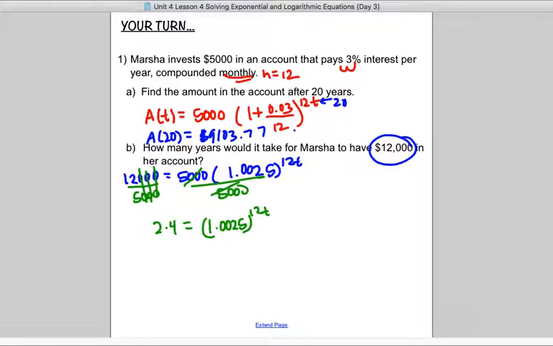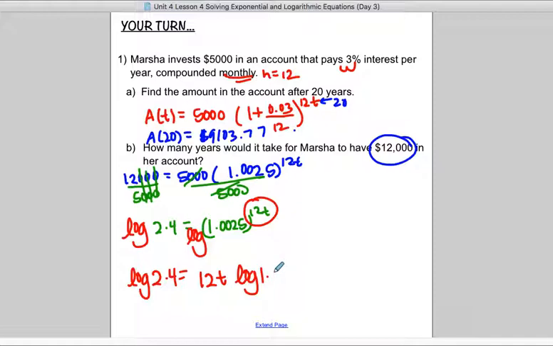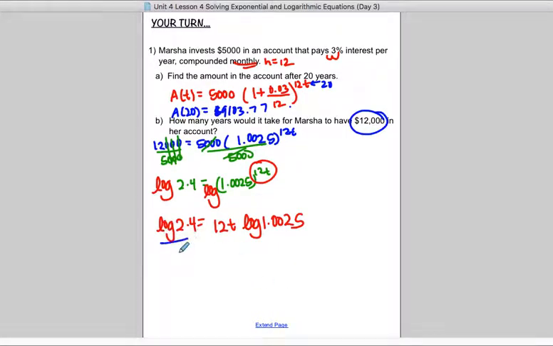Now in order to get that out of the exponent, you take the log of both sides, which allows us to take this exponent and bring it down in front. So I have log of 2.4 equals 12t log of 1.0025. And then to get t by itself, we would divide by 12 log 1.0025. That would get t by itself.